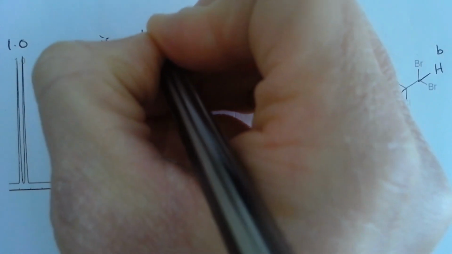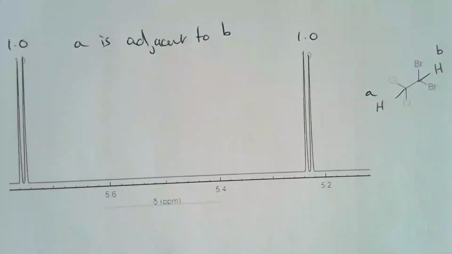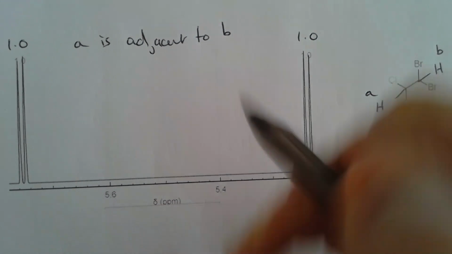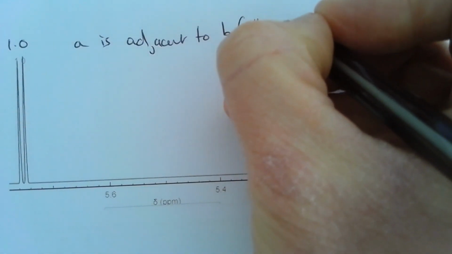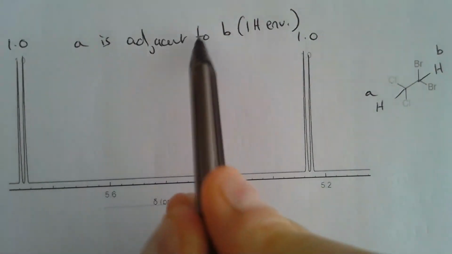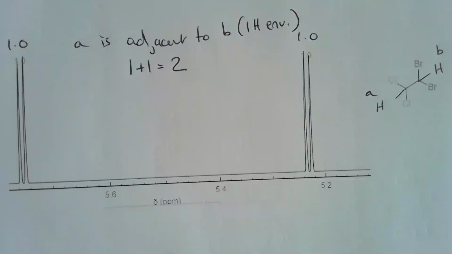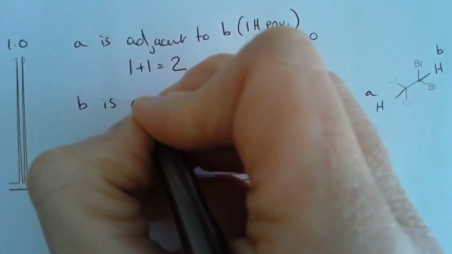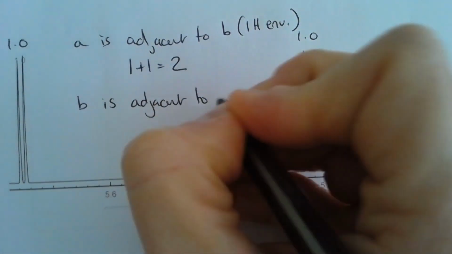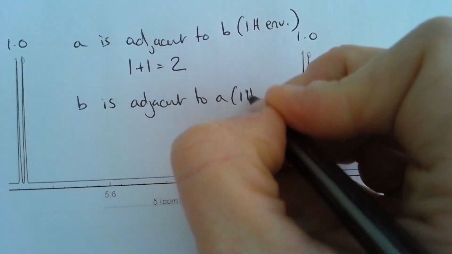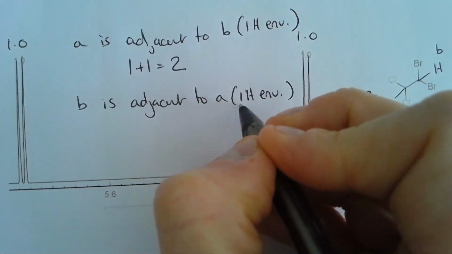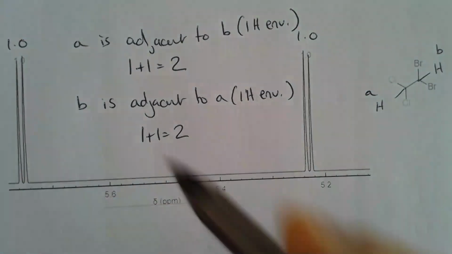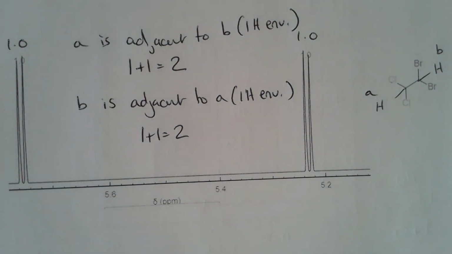So environment A is adjacent to B. B is a 1 hydrogen environment. So we're expecting the signal for A to be split into a 1 plus 1, 2, a doublet. Let's have a look. Environment B is adjacent to environment A. Environment A is a 1H environment. So we're expecting this 1 plus 1 to split both of these signals into doublets.